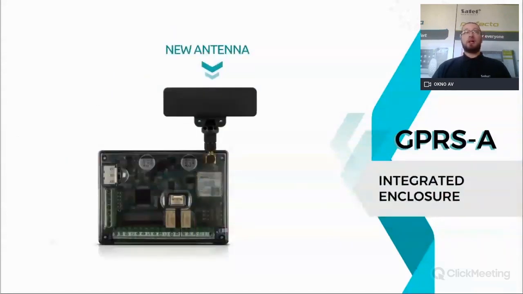We also designed a new antenna for it, so it's small and increases the gain and the signal strength of the whole module. Of course, the GPRS-A, as you saw in my hand, this is just a clean one without any cover, but the GPRS-A is sold with the plastic cover, as you see on the screen. So all the inside parts are protected from any kind of short circuit.